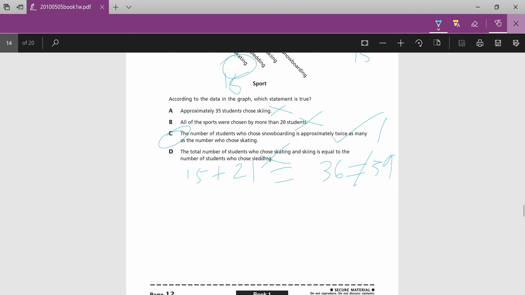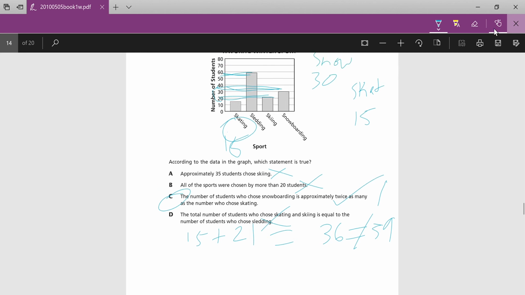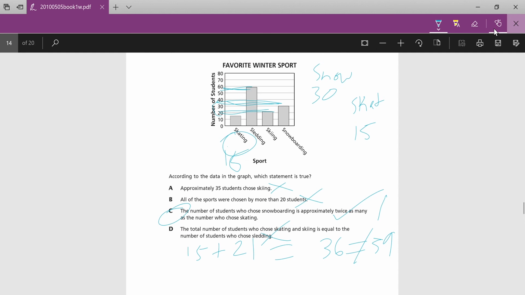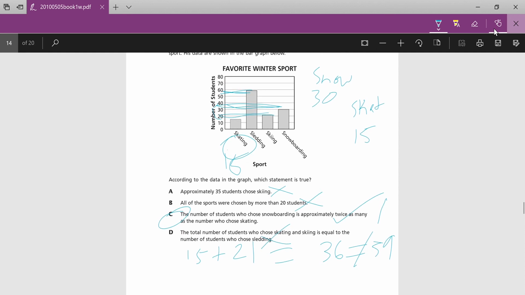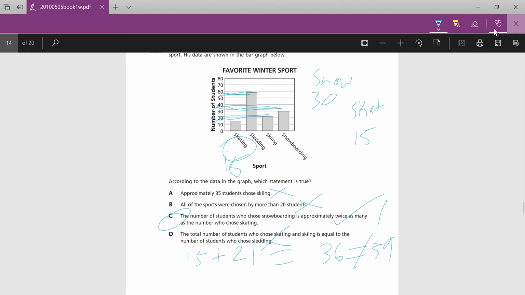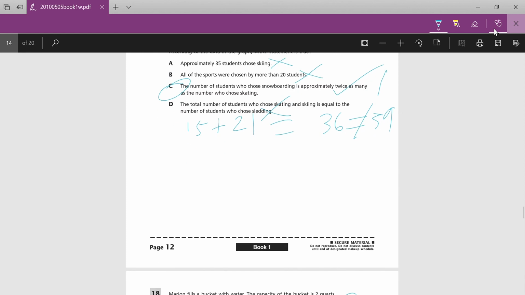And for clarity's sake, you want to go to choice D and just make sure that that choice is not correct. So the total number of students who chose skating and skiing is equal to the number of students who chose sledding. Sledding is around 59. If you add snowboarding and skating and skiing, that equals around 36, and 36 does not equal 59, as you can see over here.